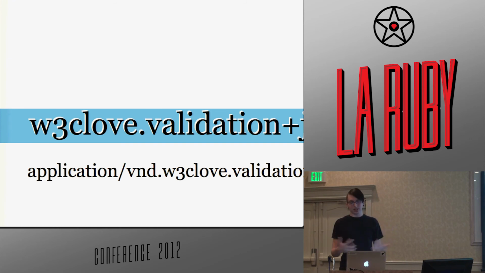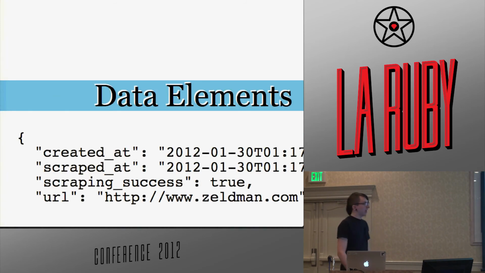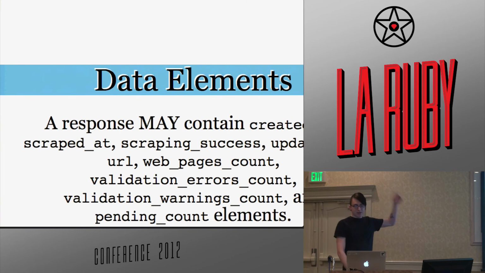So let's define this validation type. Again, the +json means you build it on top of JSON, so we can use a JSON serializer to do stuff. We have these data elements that we want to have: the created-at time, the scraping success Boolean, which URL we were scraping. These are all the data elements. So we would write up a document that says, in this media type, you may, or you must, or you might get these particular attributes back. They'll be of this particular type. We would define all of those things out. So a response may contain created-at, scraping success, all these elements that we need.